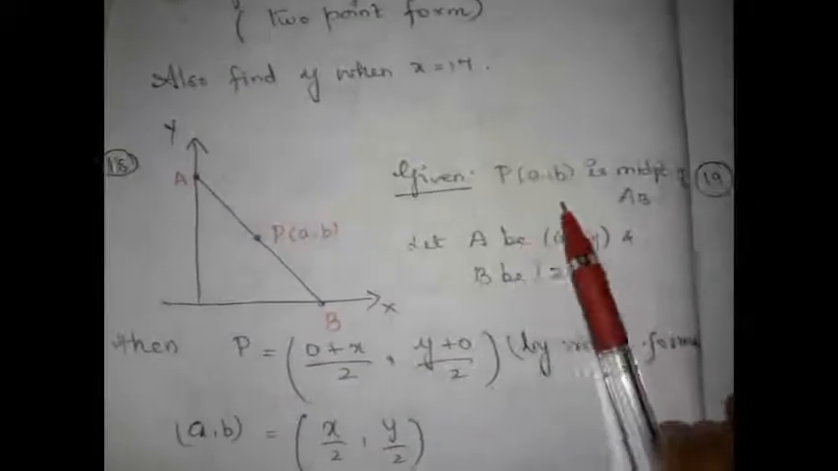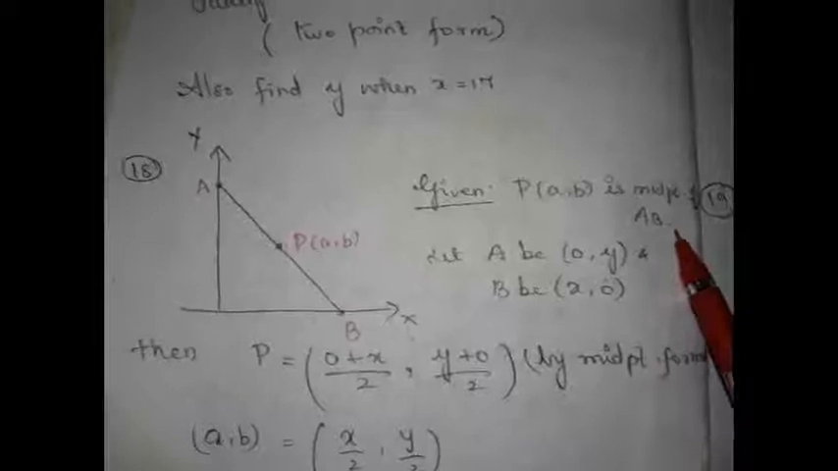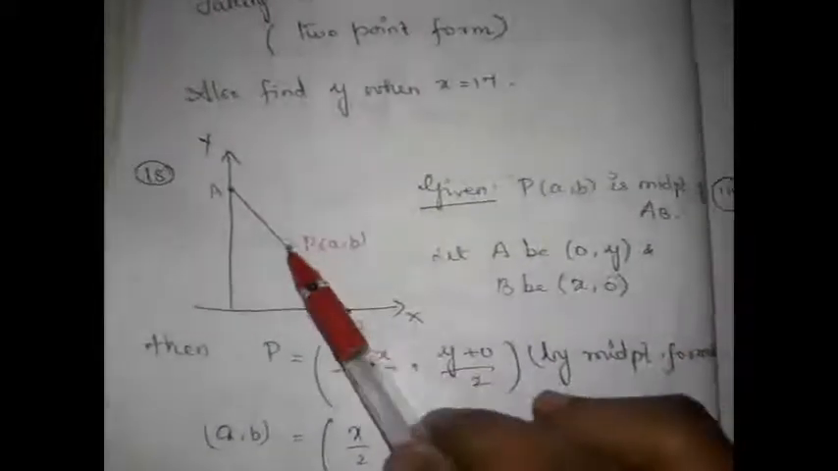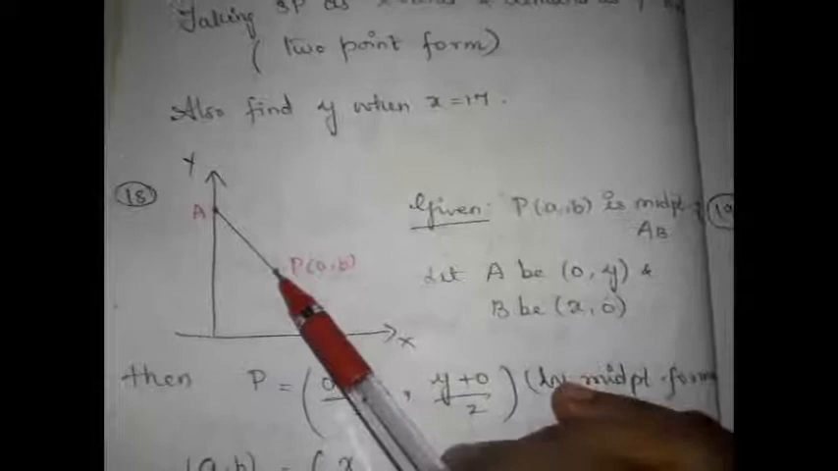18th question, what they have given: P(a, b) is the midpoint of a line segment between the axes. The line segment is between the axes. Show that the equation of the line is x by a plus y by b equal to 2. They have given you the equation of this line segment. They asked you to check whether it is correct or not. The only clue they have given you is P is the midpoint of the line segment between the axes.